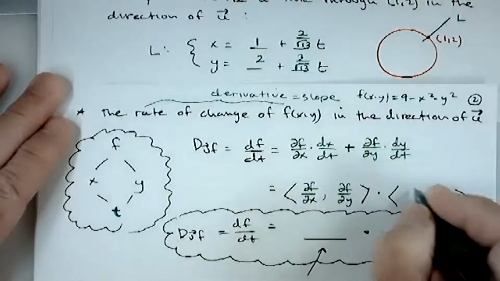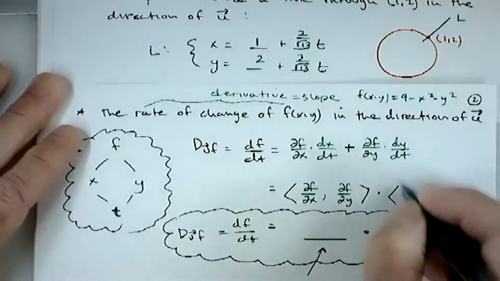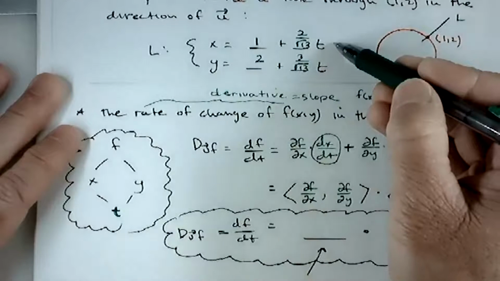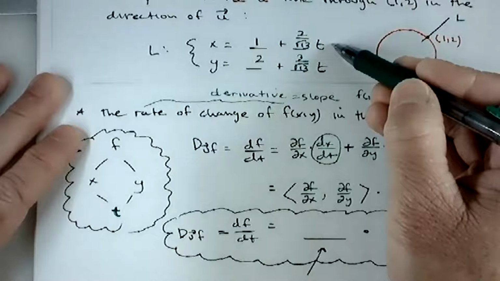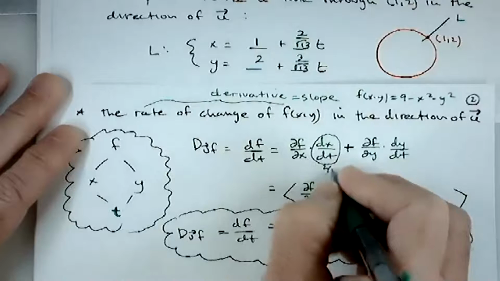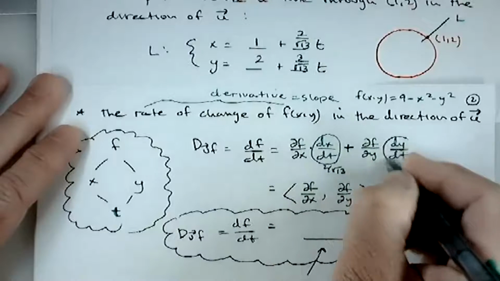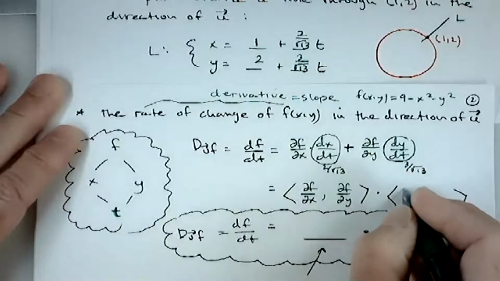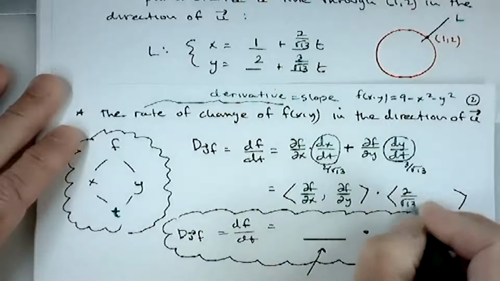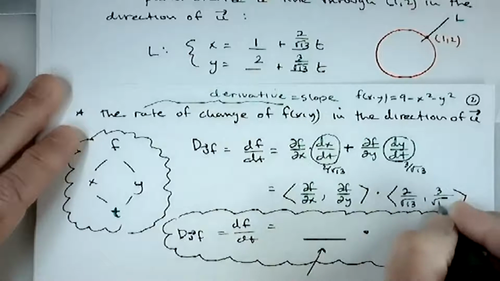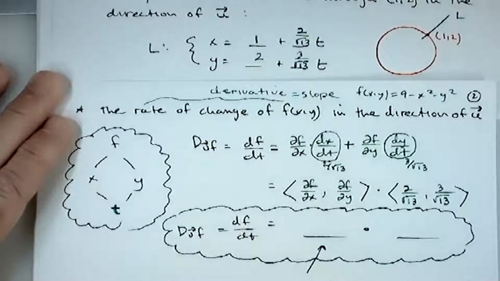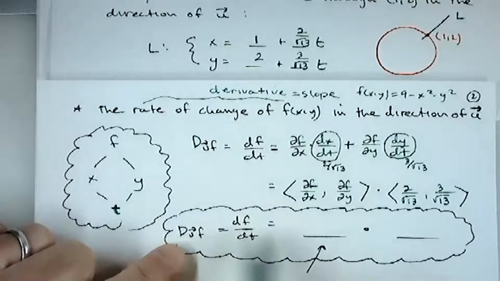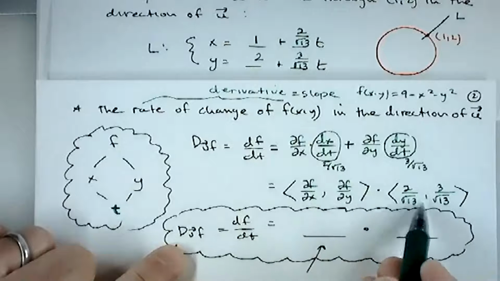But here's what I wanted to point out. What is dx/dt in this case? The derivative of x with respect to t is just 2 over root 13, isn't it? This is just 2 over root 13. And likewise, the derivative of y with respect to t is 3 over root 13. So I'm going to put these values in. Which means I can think of my directional derivative as the dot product between two vectors.